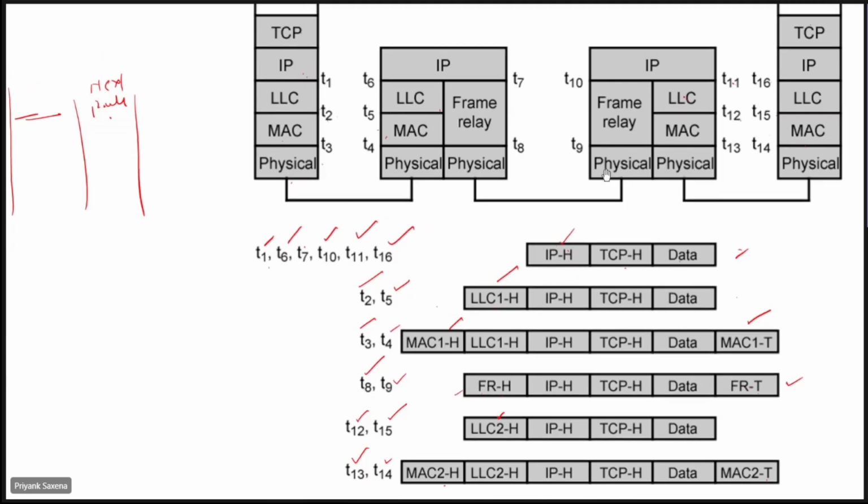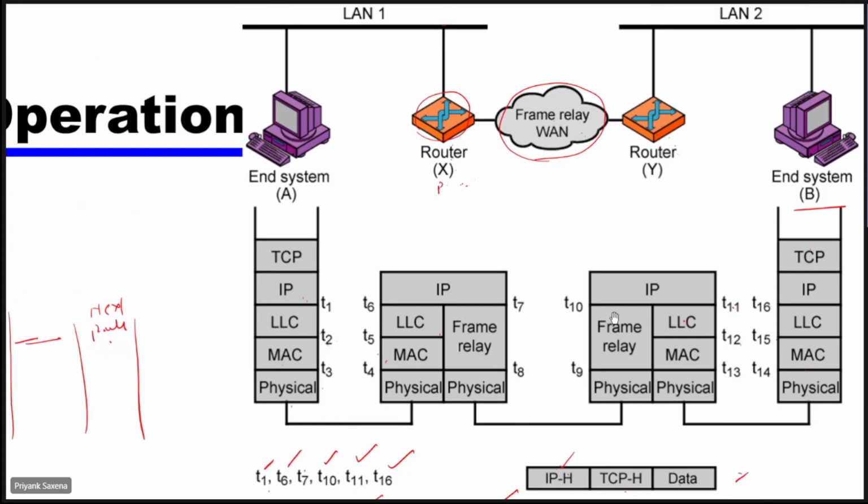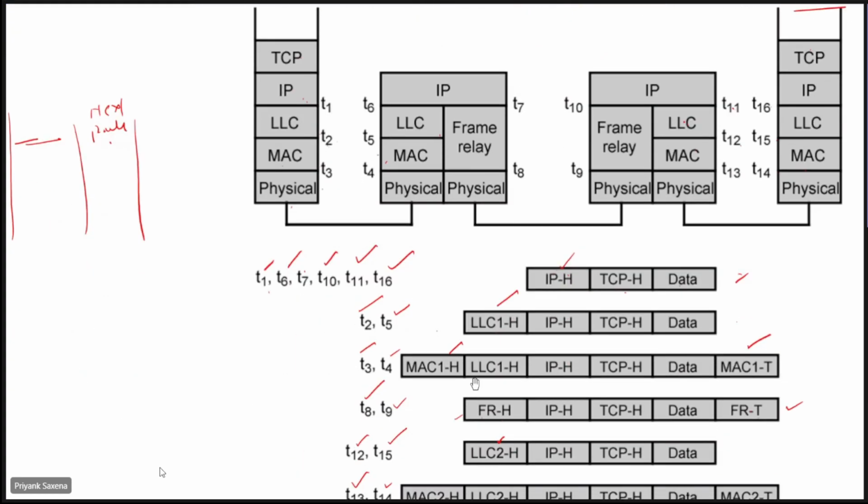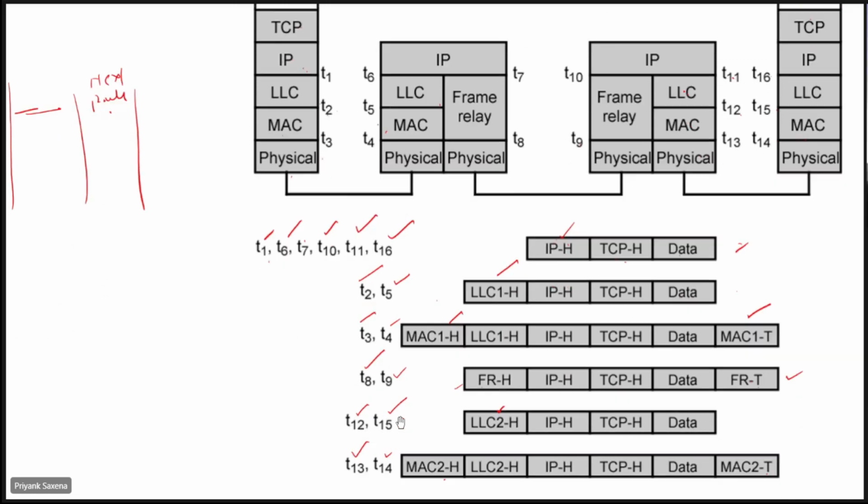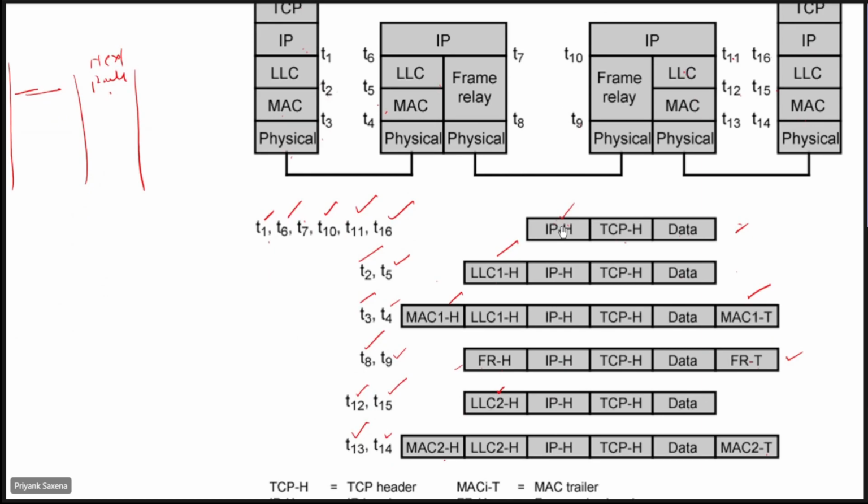T8, T9. Okay, so this frame relay header is removed. Once it reaches the router, the frame relay header is removed at time T9, T10, right? At time T10, the frame relay header is removed. So once again it becomes IP header, TCP header and data.